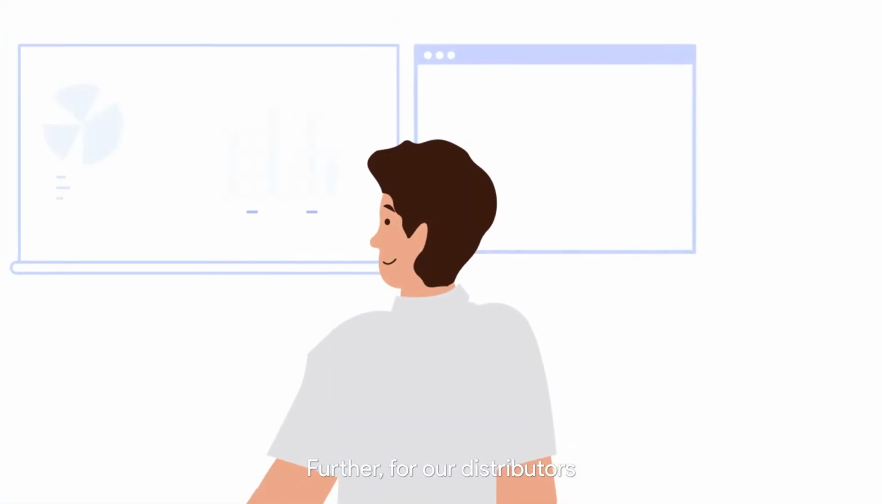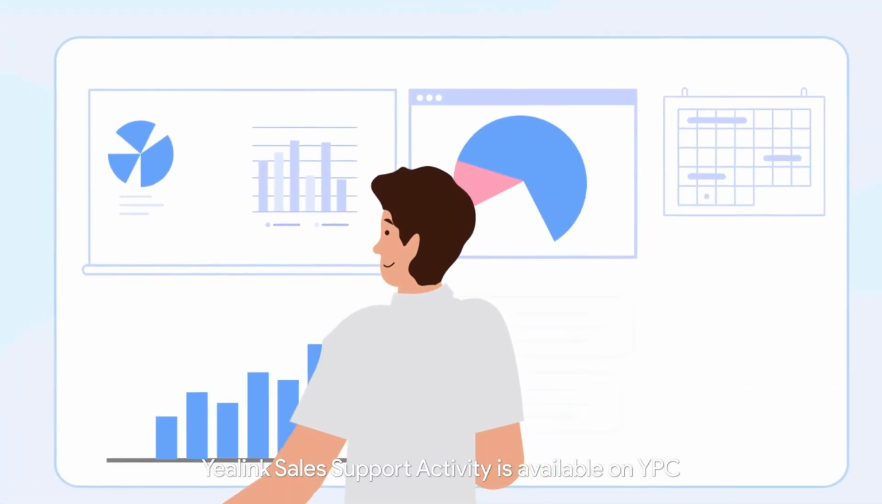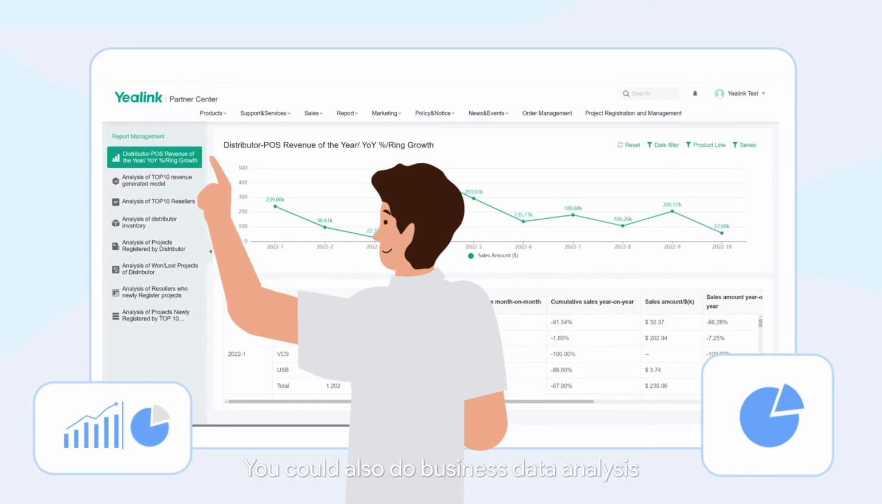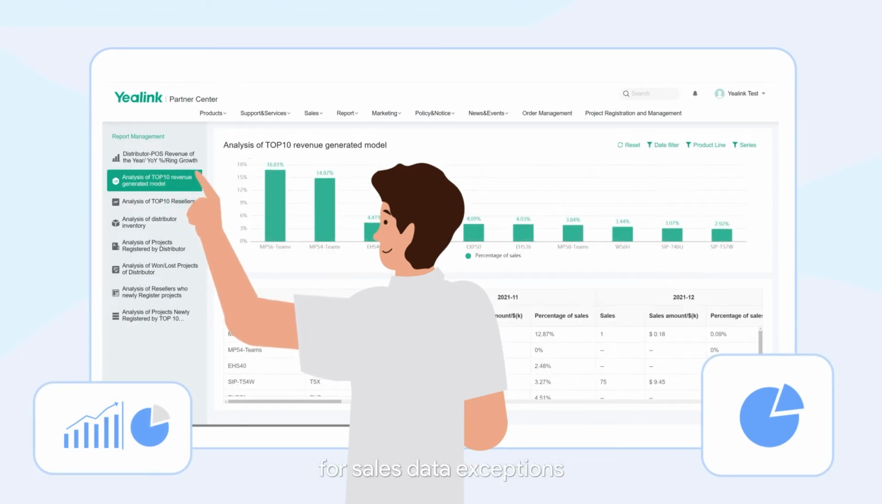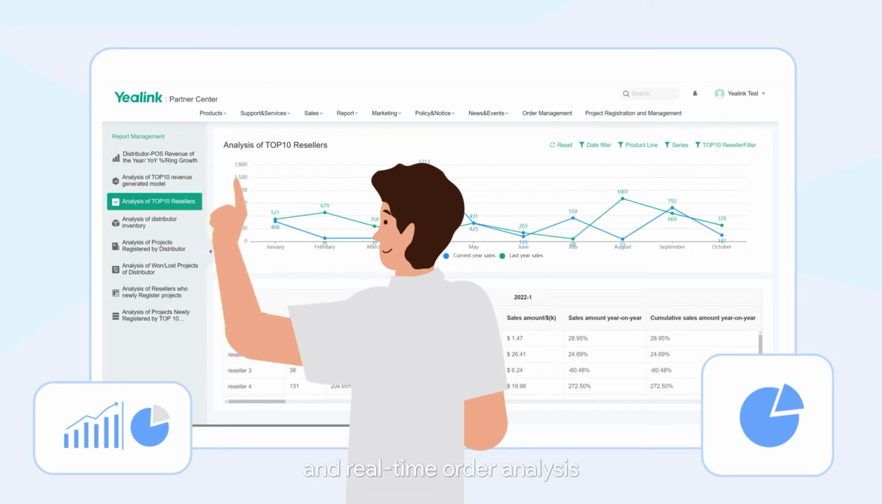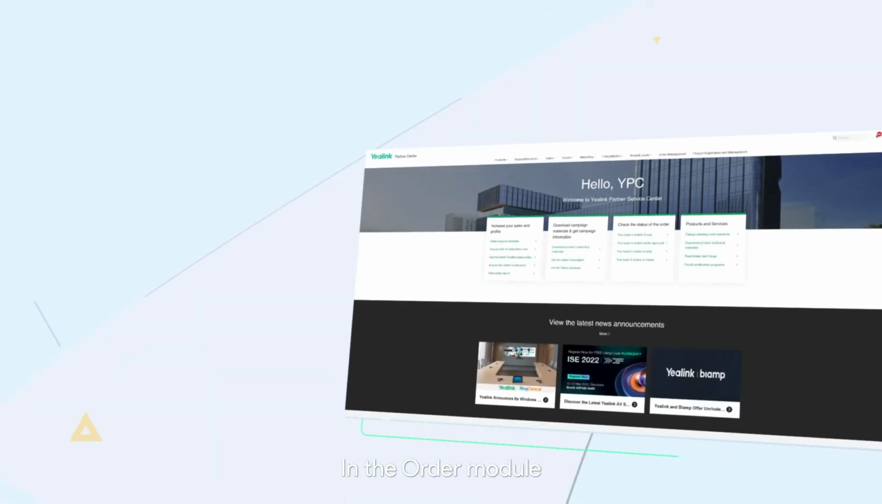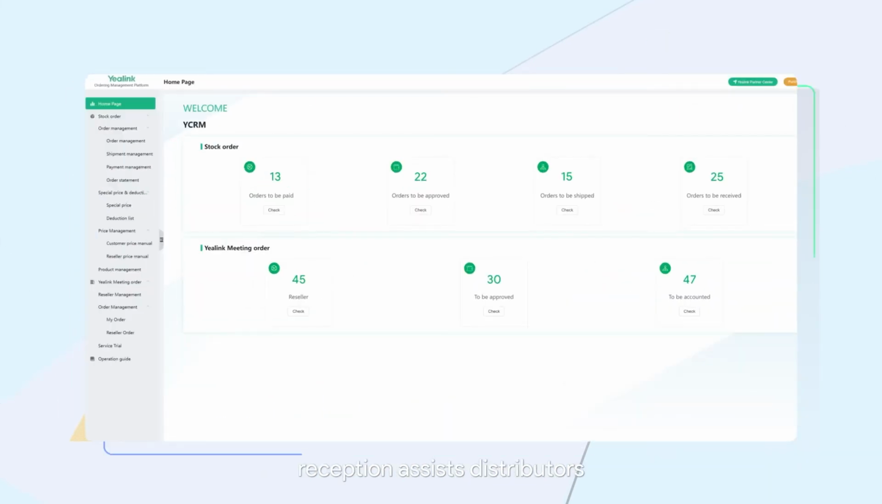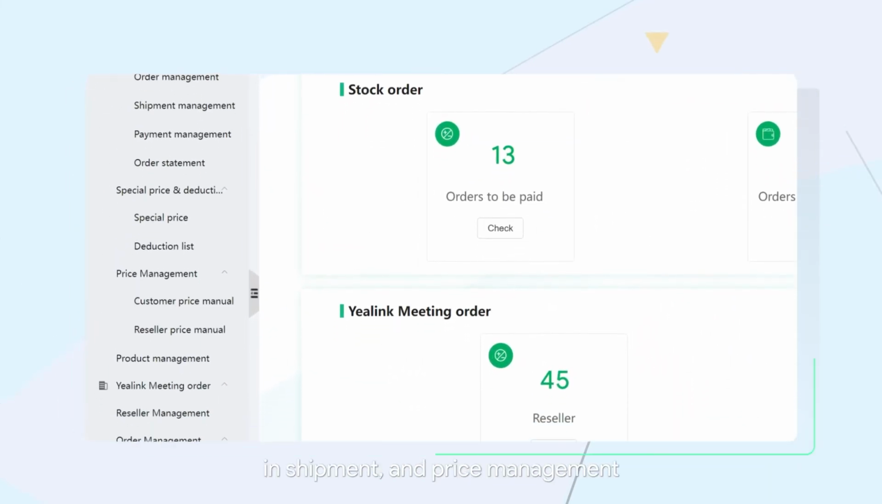Further, for our distributors, Yealink sales support activity is available on YPC, including activity support and expense credit information. You could also do business data analysis for sales data exceptions, early warning of inventory, and real-time order analysis. In the order module, a complete process management platform from order placing to order reception assists distributors in shipment and price management. Can't wait to sign up?